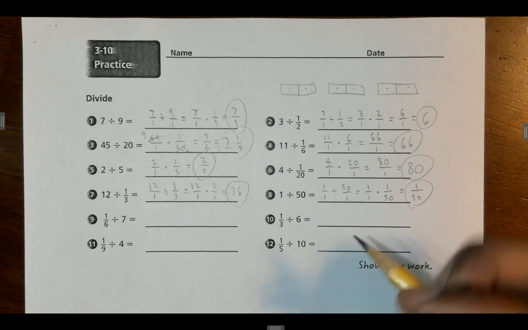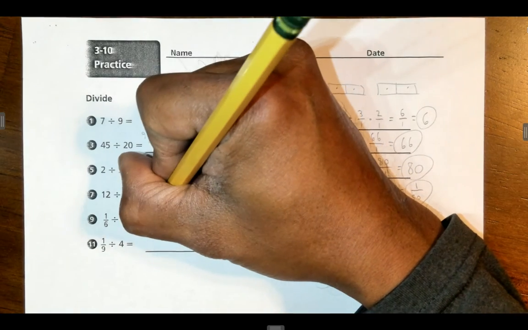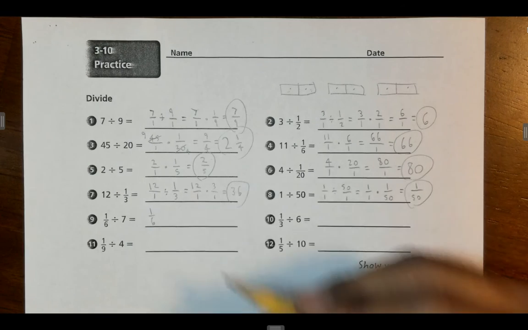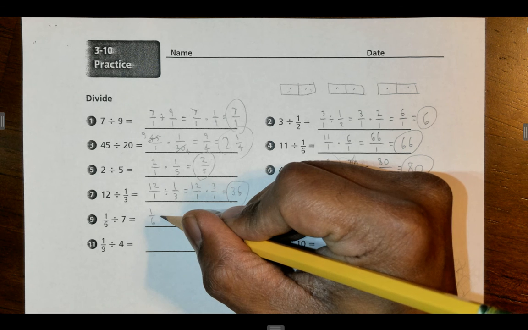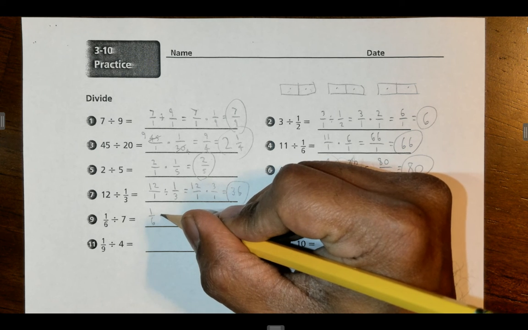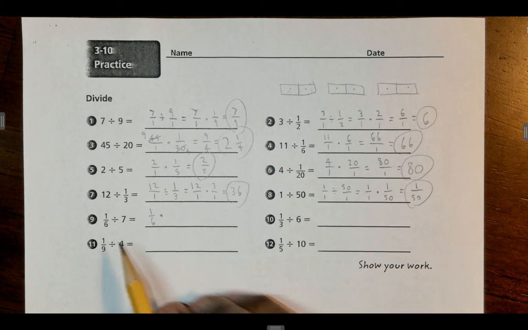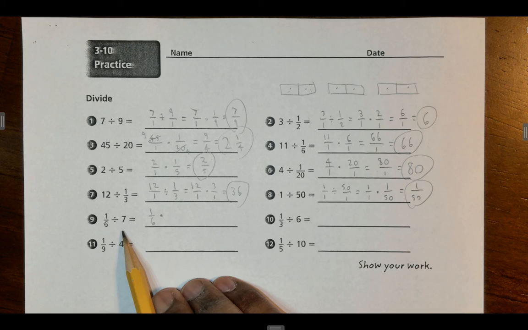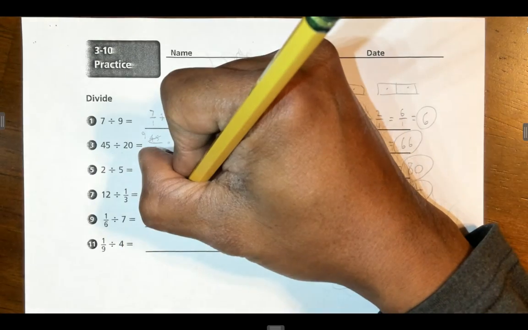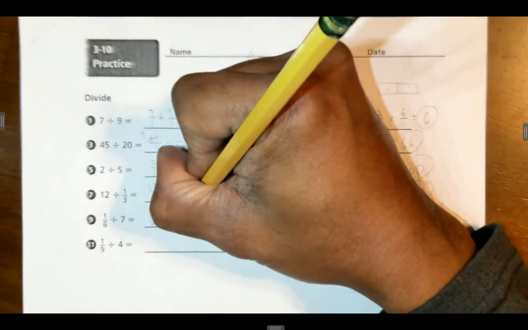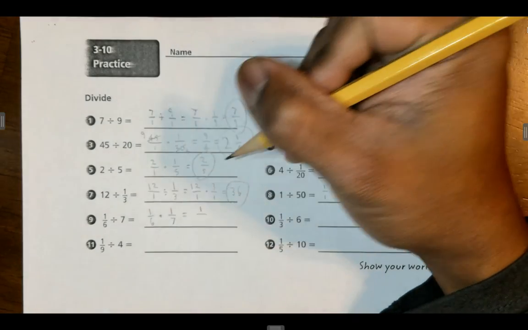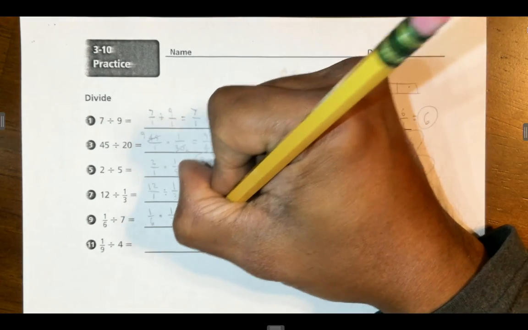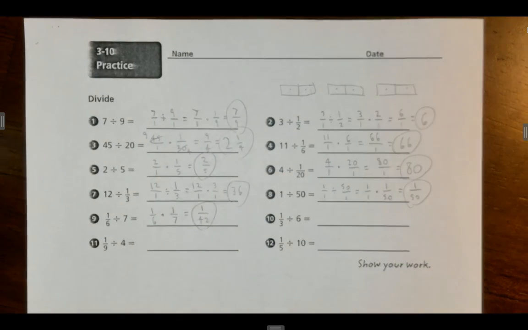1/6 divided by 7. I'm going to keep what's on the left the same. I'm going to change my symbol. Division symbol becomes a multiplication symbol. And I'm going to flip what's on the right. So 7 over 1 would become 1 over 7. Multiply that out. 1 times 1 across the top is 1. 6 times 7 across the bottom is 42.